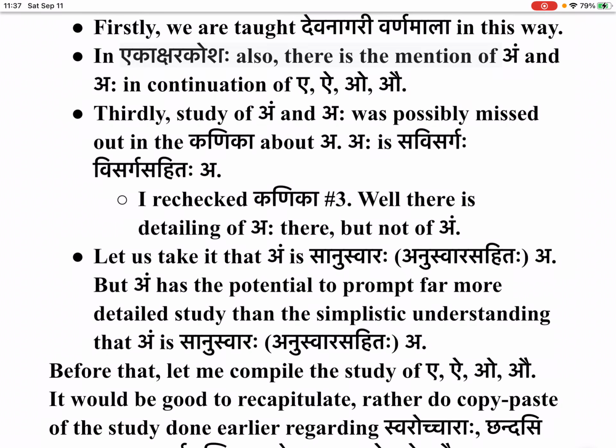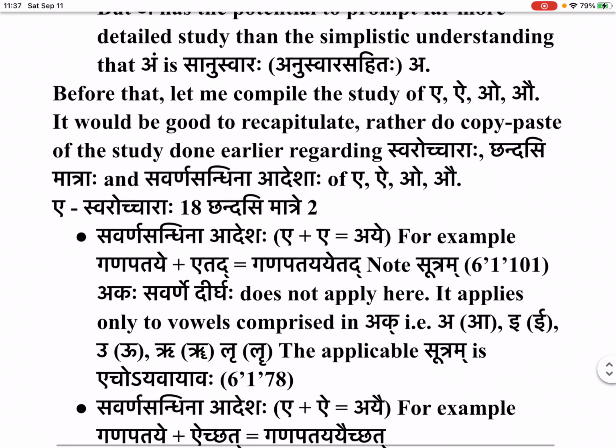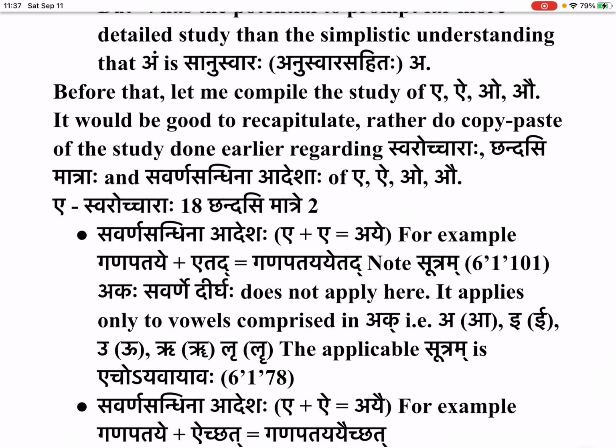Before that, let me compile the study of A, I, O, Au. It would be good to recapitulate, rather to copy-paste, the study done earlier regarding Swarocharaha, Chandasi Matraha and Savarnasandhina Adeshaha of A, I, O, Au. A: Swarocharaha Ashtadasha, Chandasi Matre Dve. Savarnasandhina Adeshaha: A plus A equal to IA.